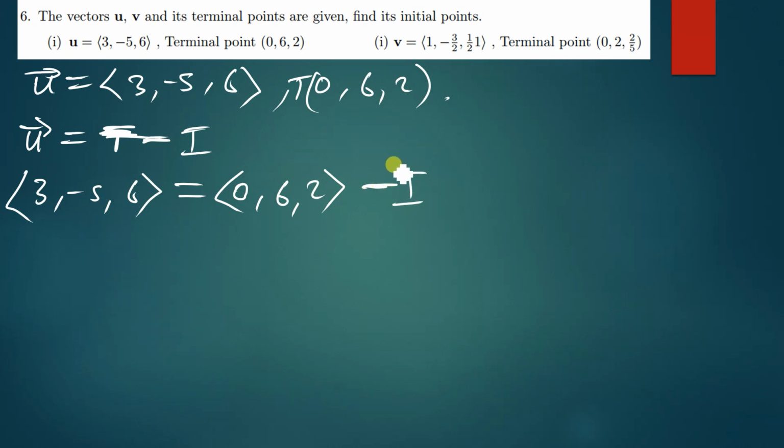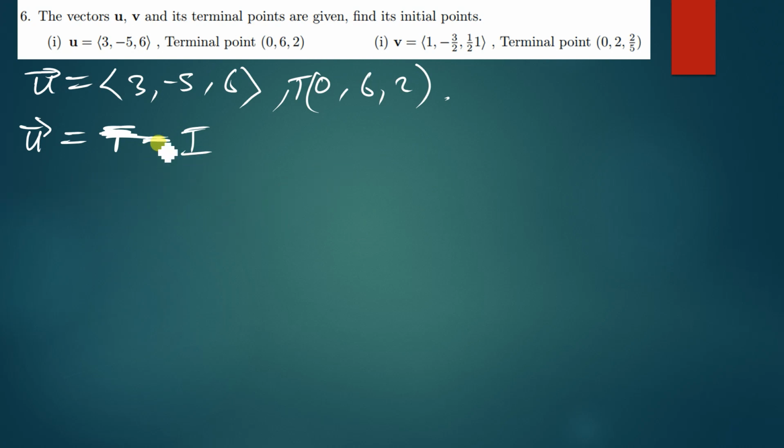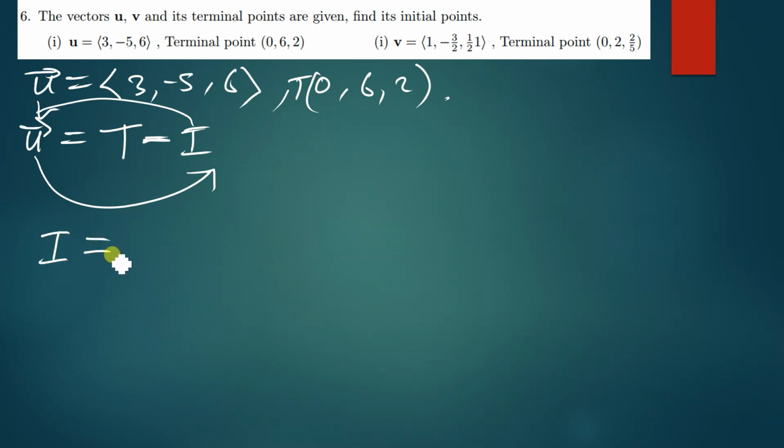So what do we do to find the initial? You simply make the initial the subject of the formula. Remember, this part is the terminal. To make the initial the subject, you can take the initial this side and bring the vector that side. When you take the initial this side, it will become positive, and it will be equal to the terminal. The vector will come this side, which will be negative since it's positive on the left, so negative u. So to find the initial, we can now say the terminal minus the vector.